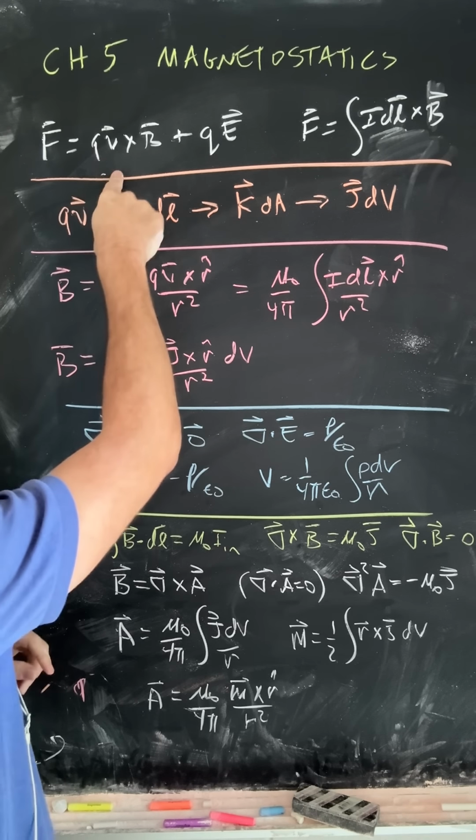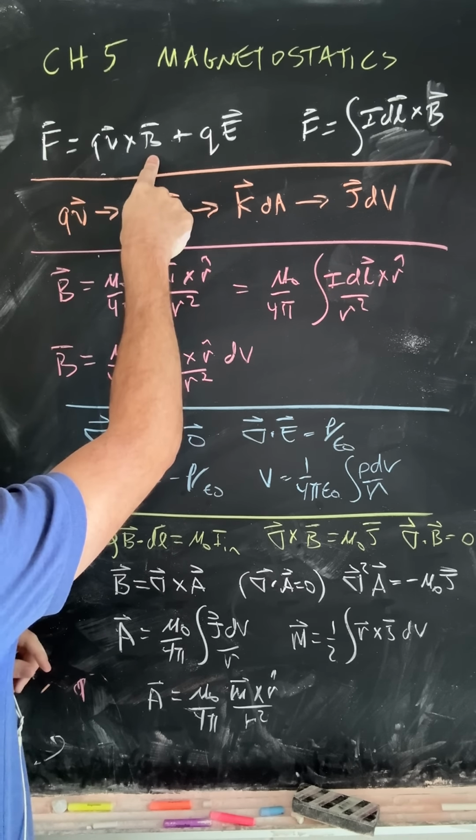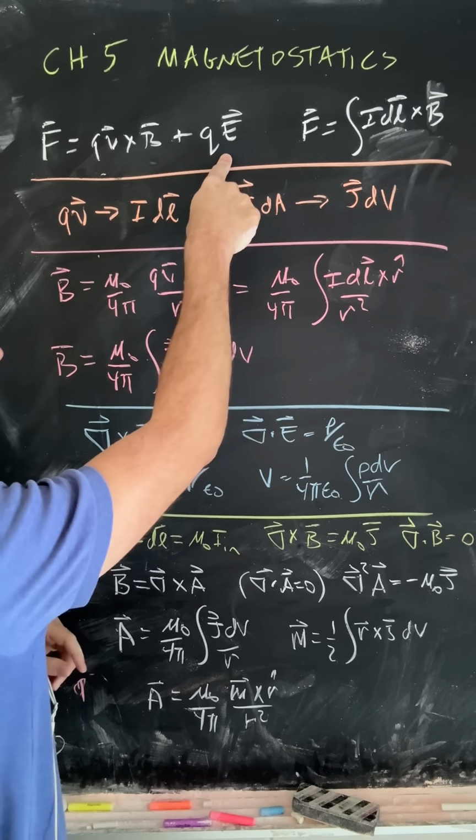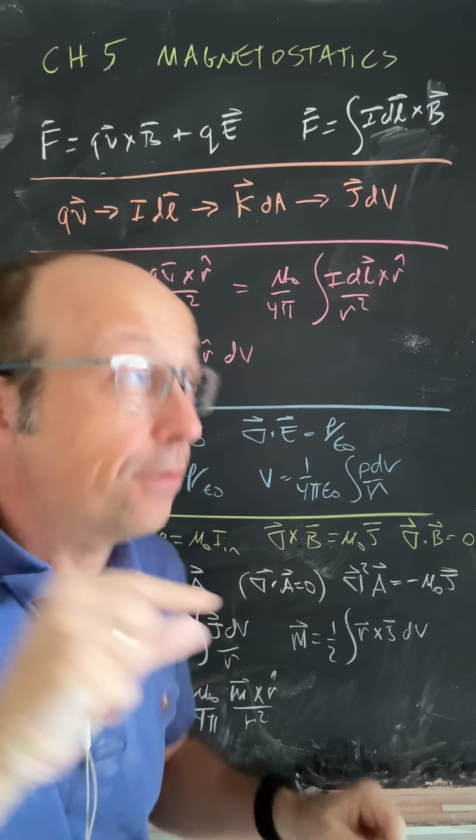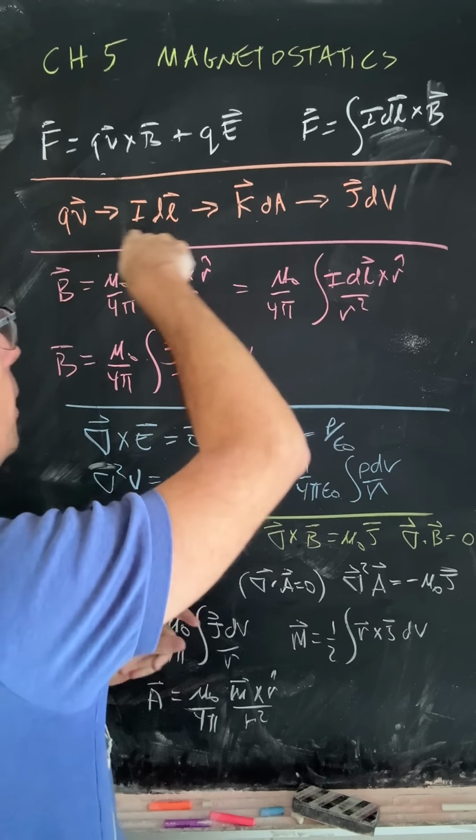This is the Lorentz force. A moving charge in a magnetic field experiences a force, and then you can also have the electric force too. If it's a wire, each little piece of that wire experiences a force. You actually have to integrate over the whole thing.